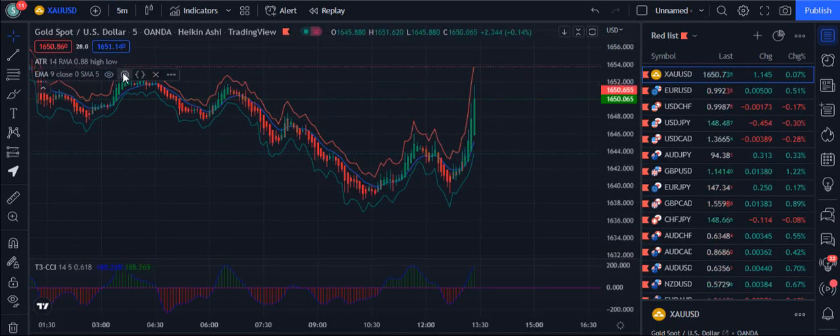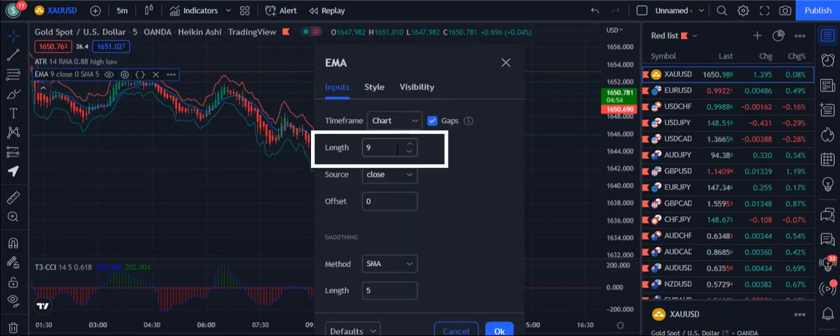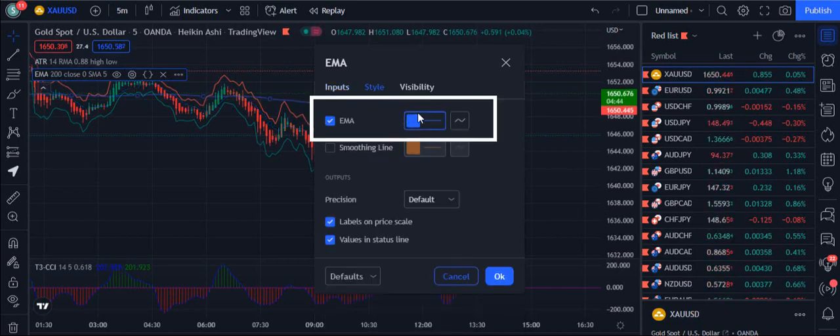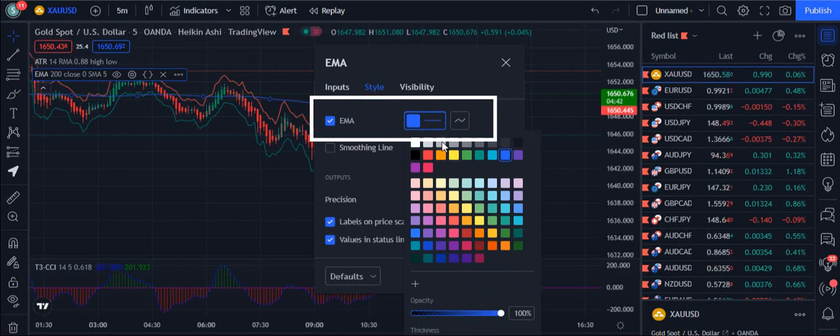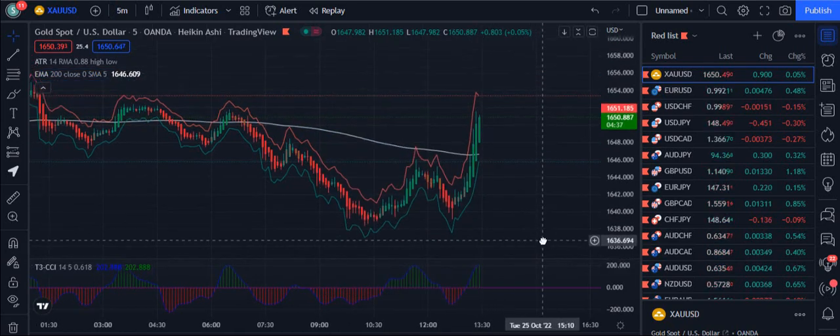Now I'm going to the settings of the moving average exponential, and if I go to the settings, you can see I have the length at 9 by default, and I'm going to change it to the 200 period. Going into the style section, I will give it a white color so that it looks prominent on my screen.